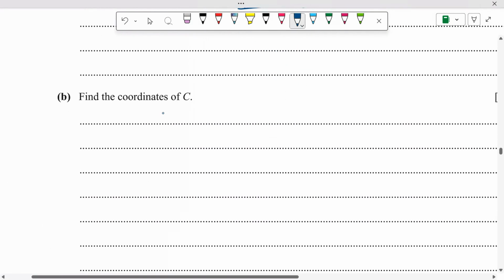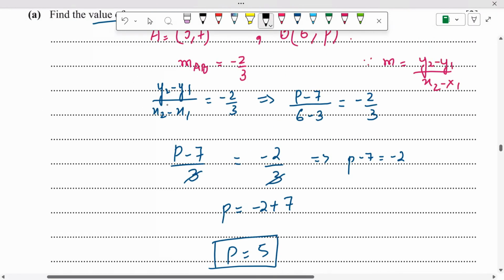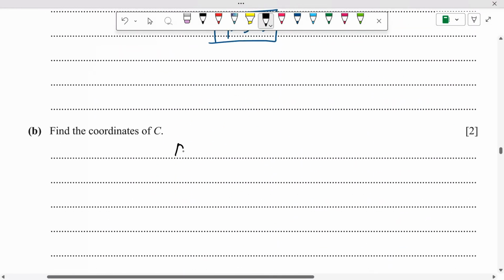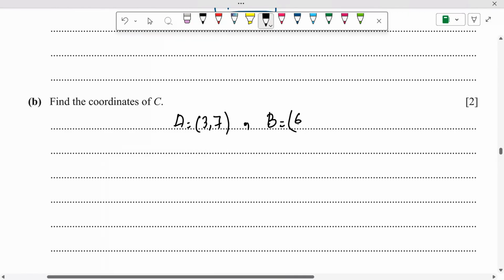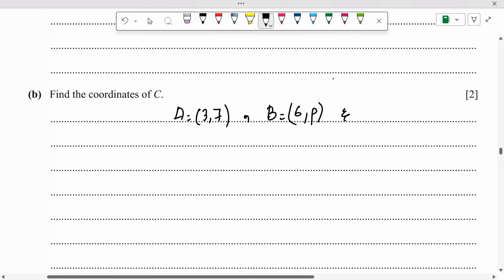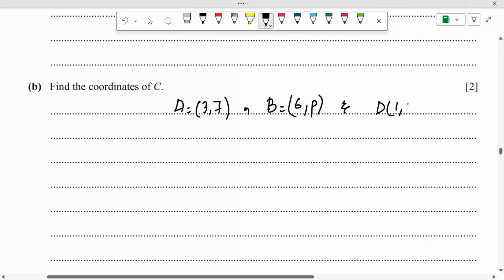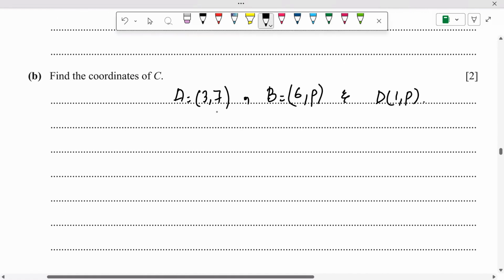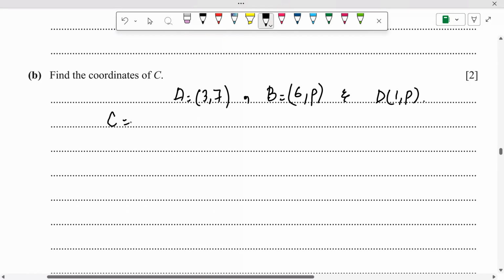Now let's move to part B. Find the coordinates of C. It is given that A is (3, 7), B is (6, p), and D is (1, p). So we need to find the coordinates of C. Let's suppose it is (x, y).